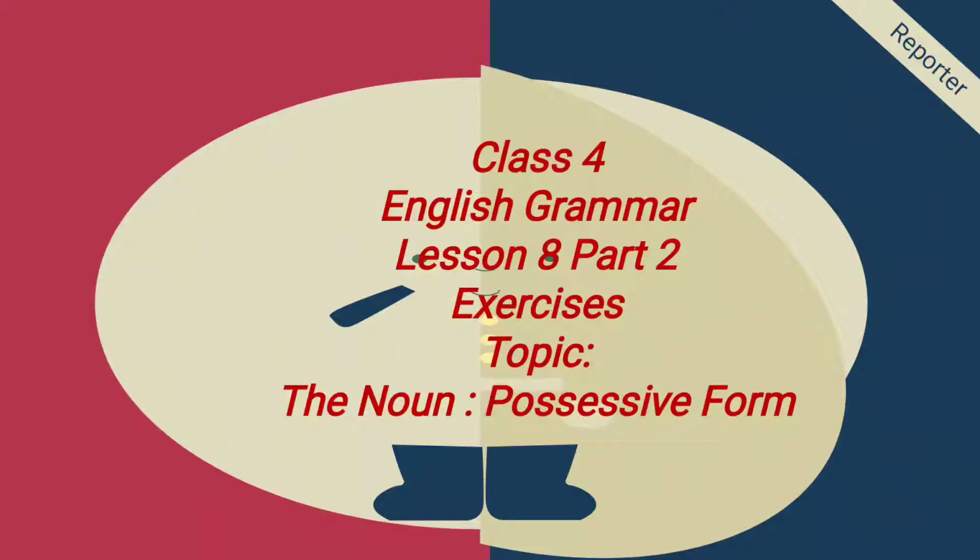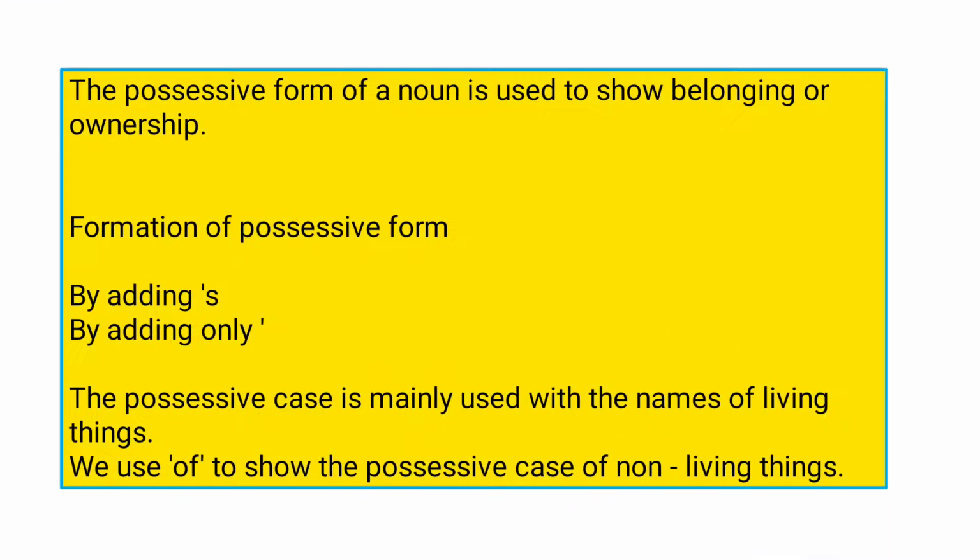Students, this is a video for class 4 English Grammar lesson number 8 part 2 exercises. And the topic is the noun possessive form. As you know, in the previous class, we discussed this topic, the noun possessive form. So let us once again revise this topic.